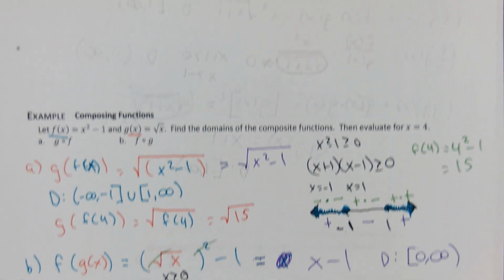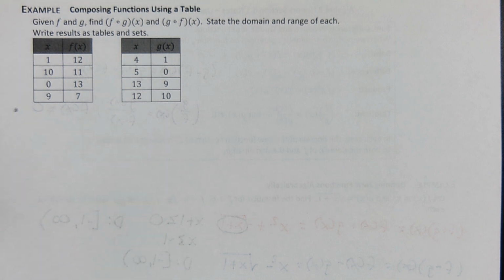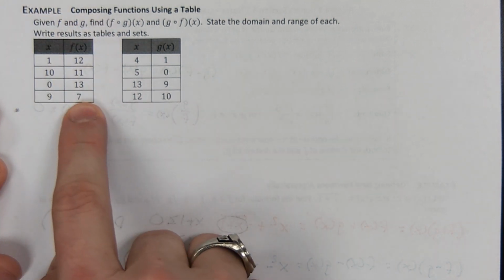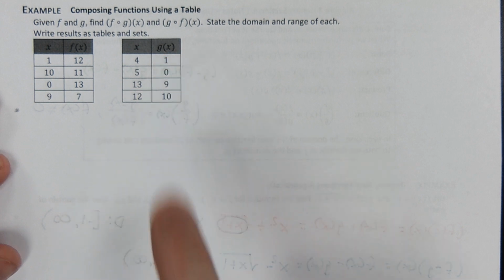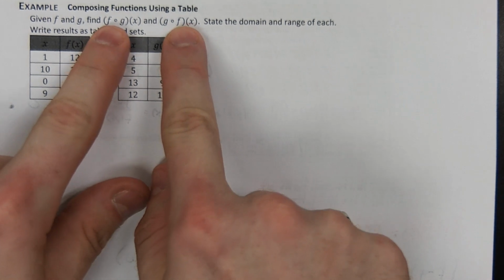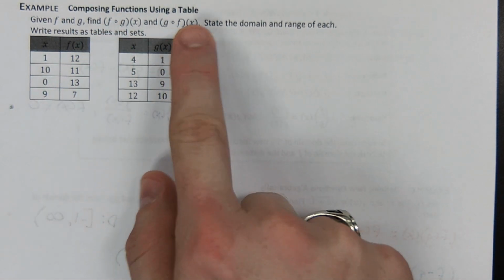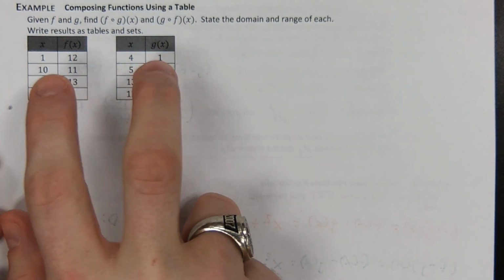Let's tackle this last one. Now, this last one, don't write large. We are going to be composing, but we don't have the functions. We only have x's with their y's. I know your paper is very dark. That says f of x. This says g of x. We're going to find f of g of x. We're going to find g of f of x. We're going to find those two as basically tables. And then we'll also write the coordinates as sets. Then we're also going to find the domain and range of both things. Before we start doing any of that, let's find the domain and range of these two.